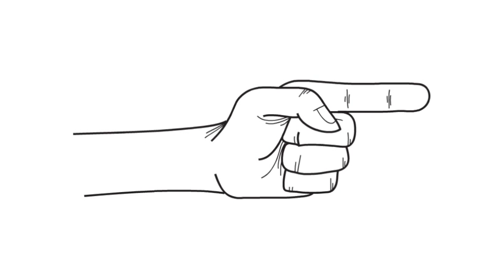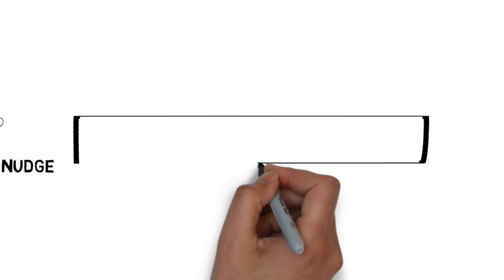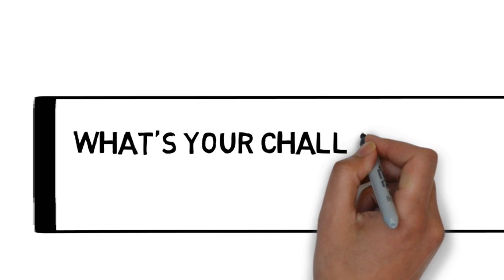This technique is called the lateral nudge because it's a gentle introduction to lateral thinking. What you do is give a group a piece of paper and ask them to write on the top, what is the challenge? What's your creative problem that you're working on?